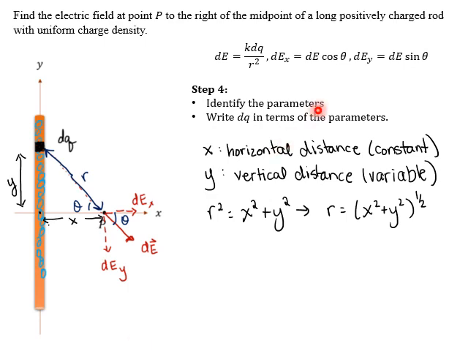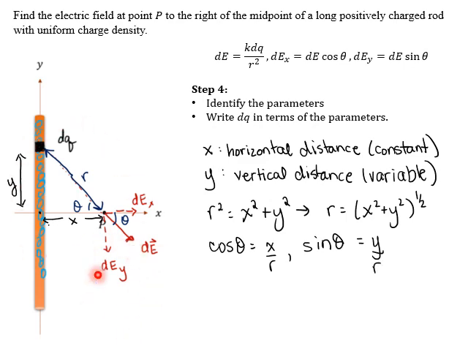Next, in our expressions for dEx and dEy, we see that we have cos theta and sine theta. We've drawn theta in our diagram. Let's also write down what cos theta and sine theta are equal to. Cos theta is adjacent over hypotenuse, so that's x over r. Sine theta is opposite over hypotenuse, or y over r.